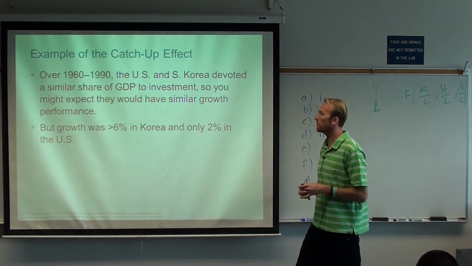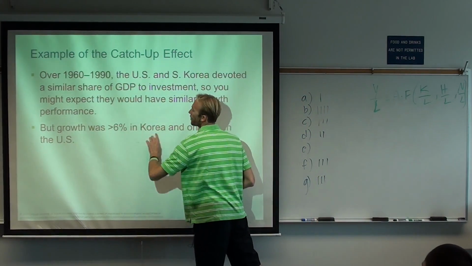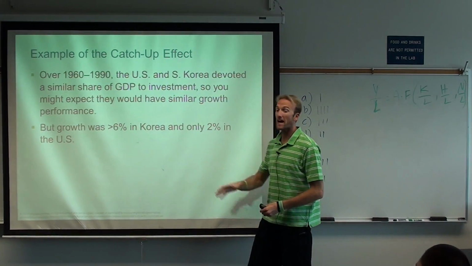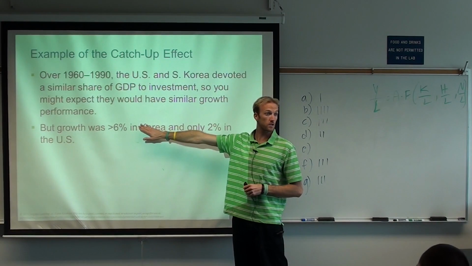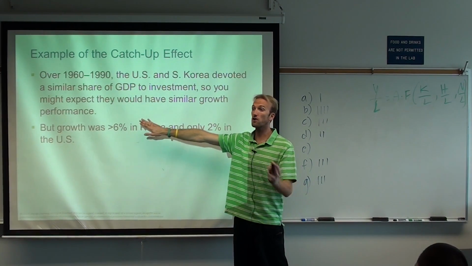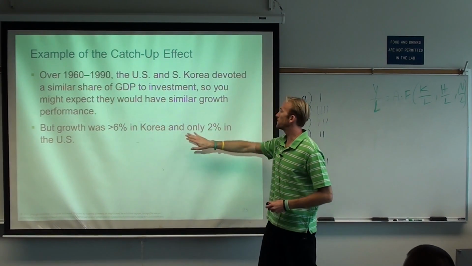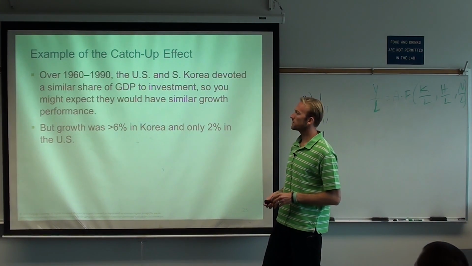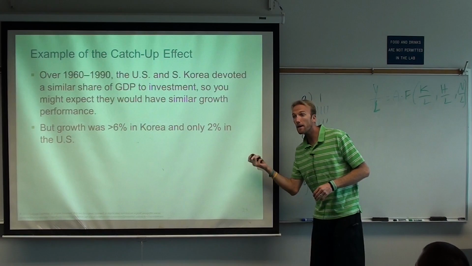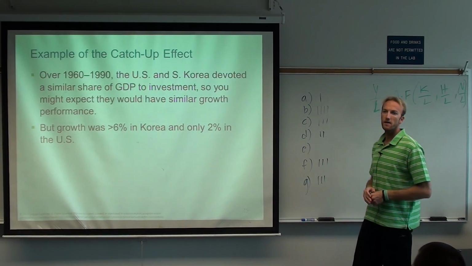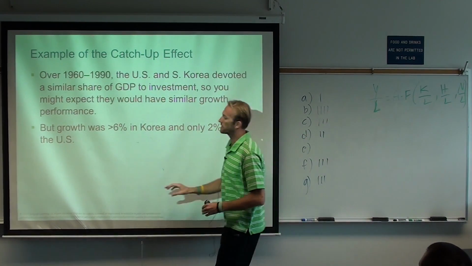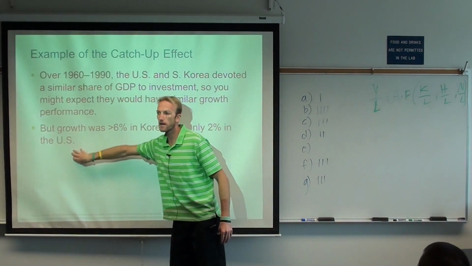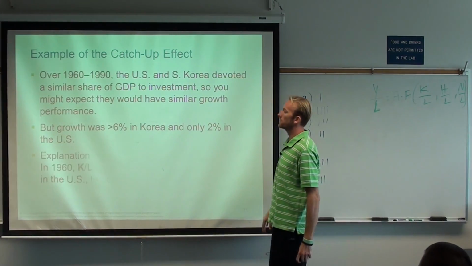But actually we know that Korea over this time grew over 6%, and it's now almost as rich as the United States, and it started out way, way, way poor. And the United States only grew 2% per year, right? So why did this happen? Because Korea was at a lower place, right? At the lower end of the graph, and the United States was up here on the higher end.